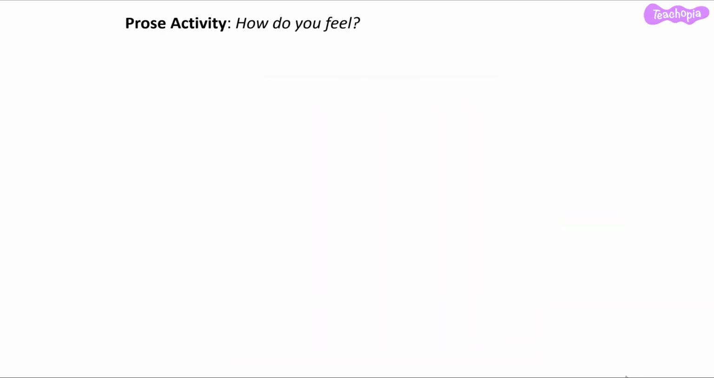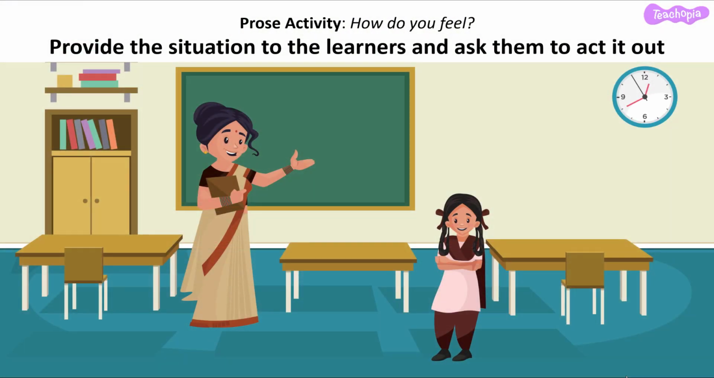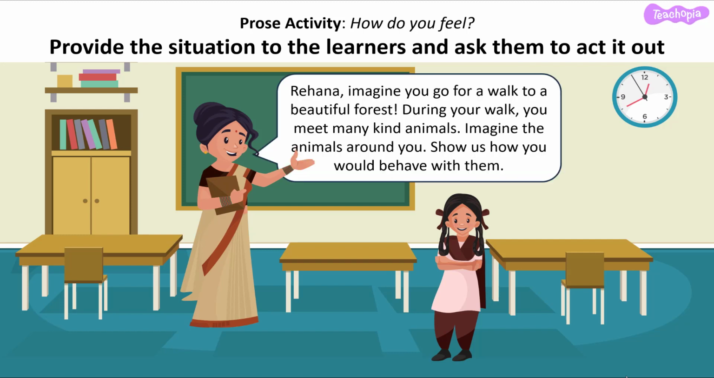Here, the first step of language learning happens through exposure. Rihanna, imagine you go for a walk to a beautiful forest. During your walk, you meet many kind animals. Imagine the animals around you. Show us how you would behave with them. Translate the sentence if required.